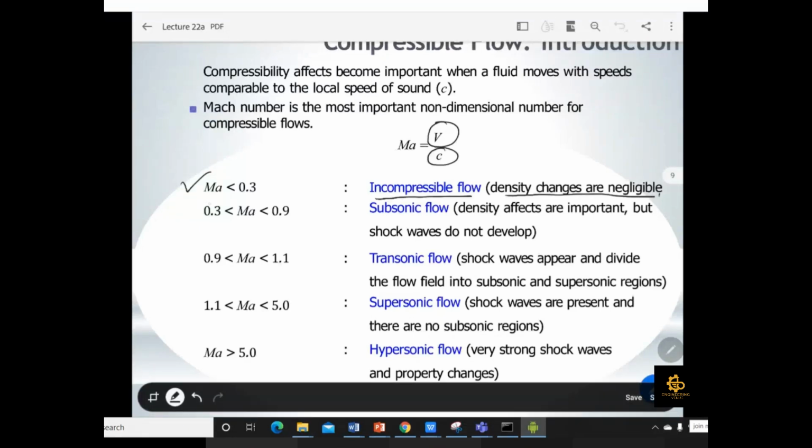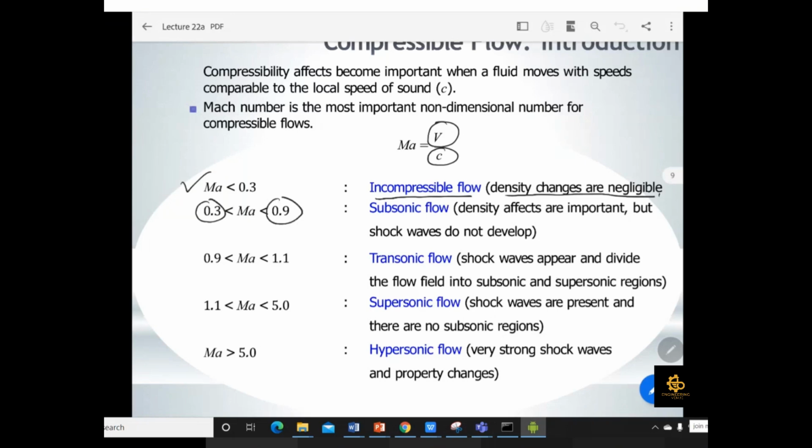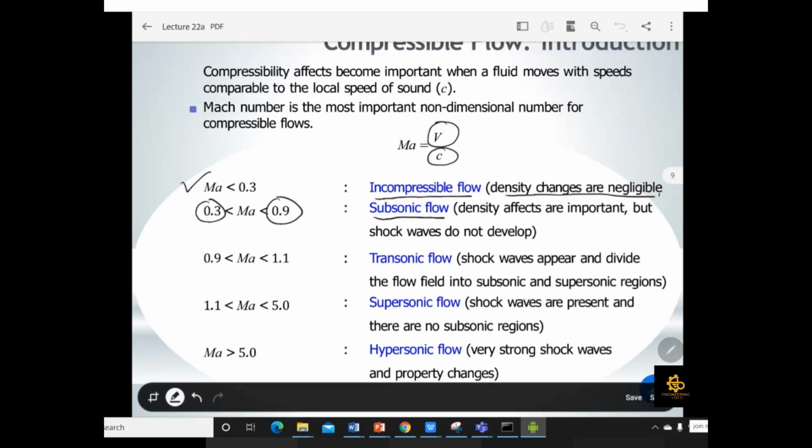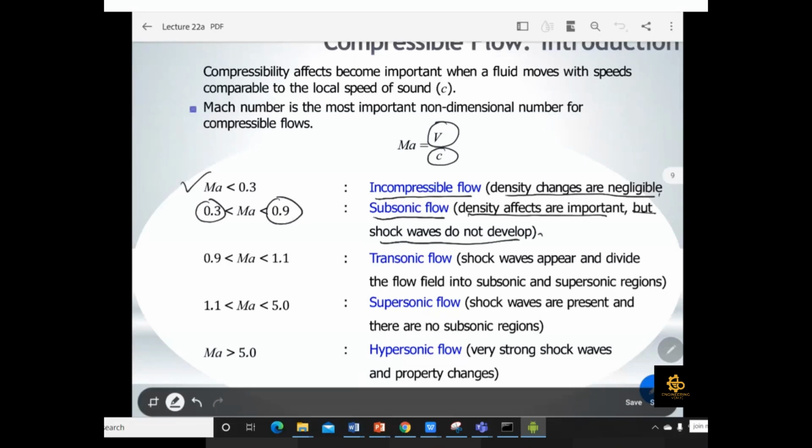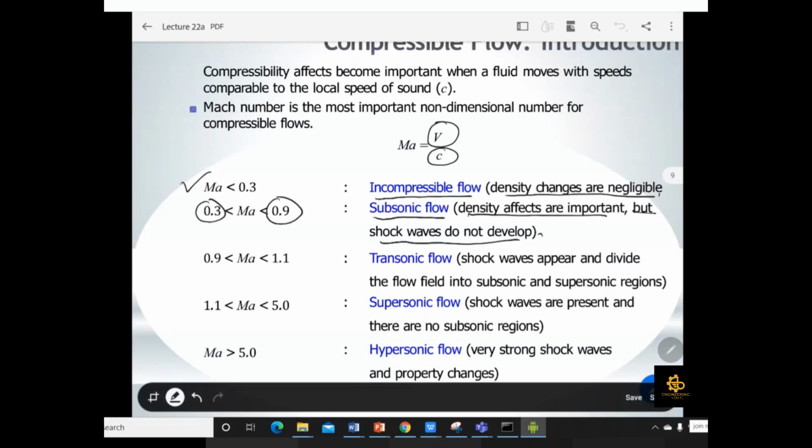If your Mach number is between 0.3 and 0.9, we call it subsonic flow, and it is a type of compressible flow, because our Mach number is now greater than 0.3. Density effects are important in this case, but shock waves do not develop. We will discuss how shock waves develop.